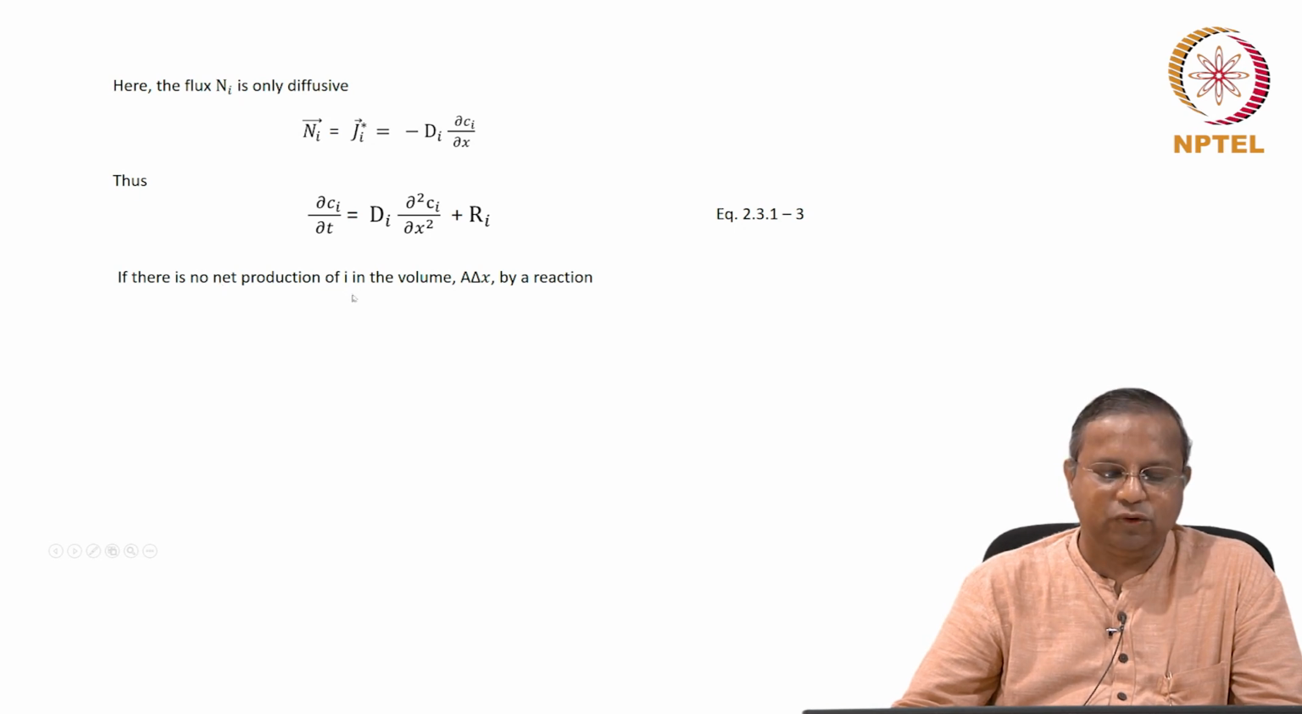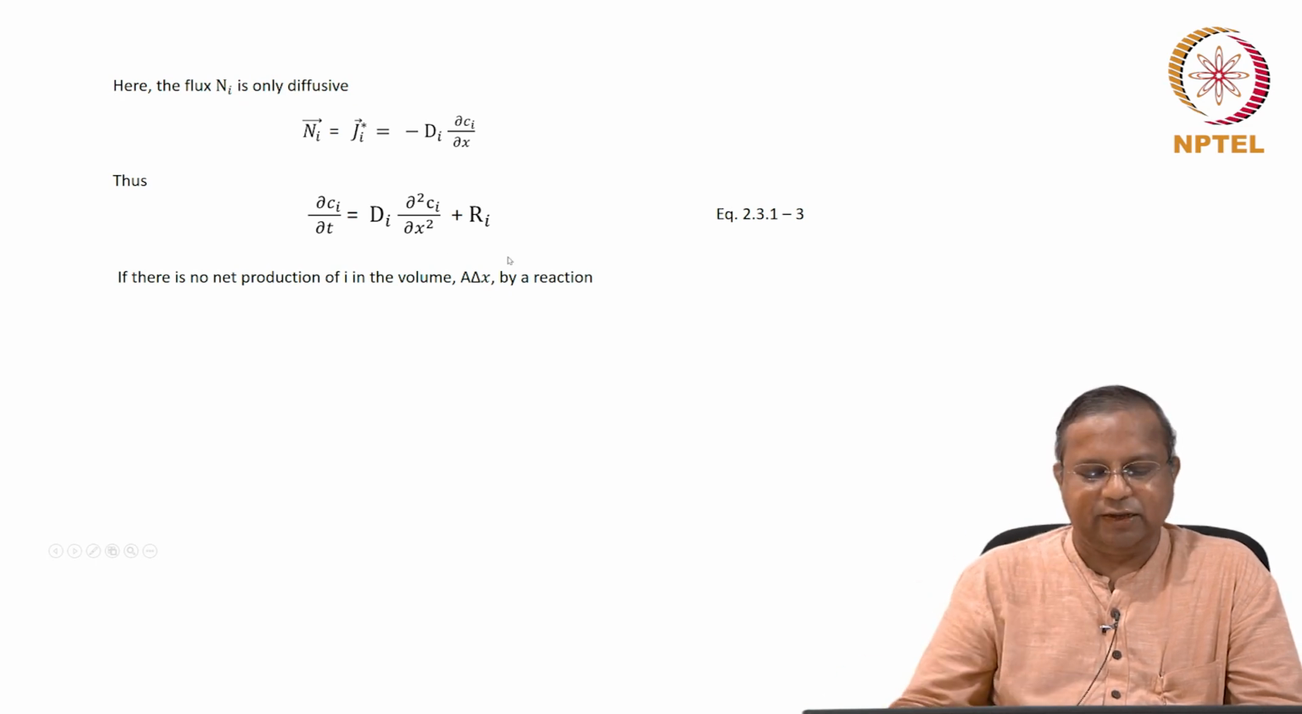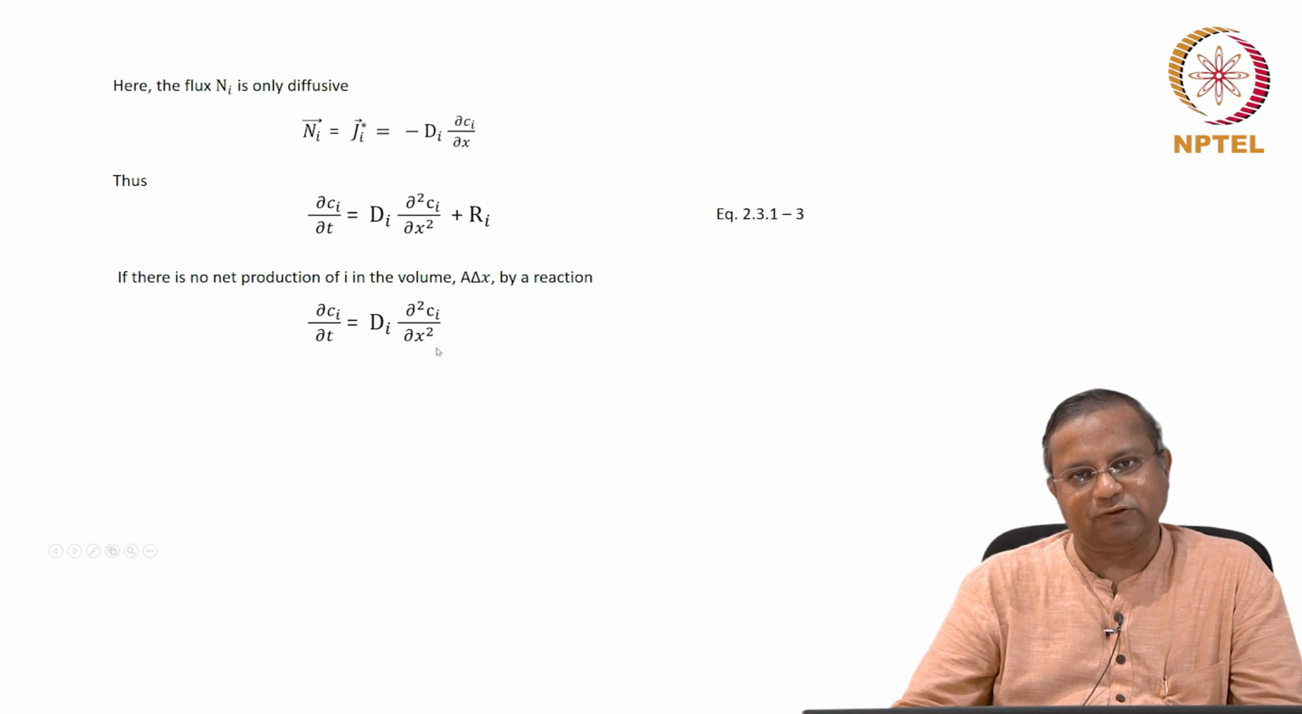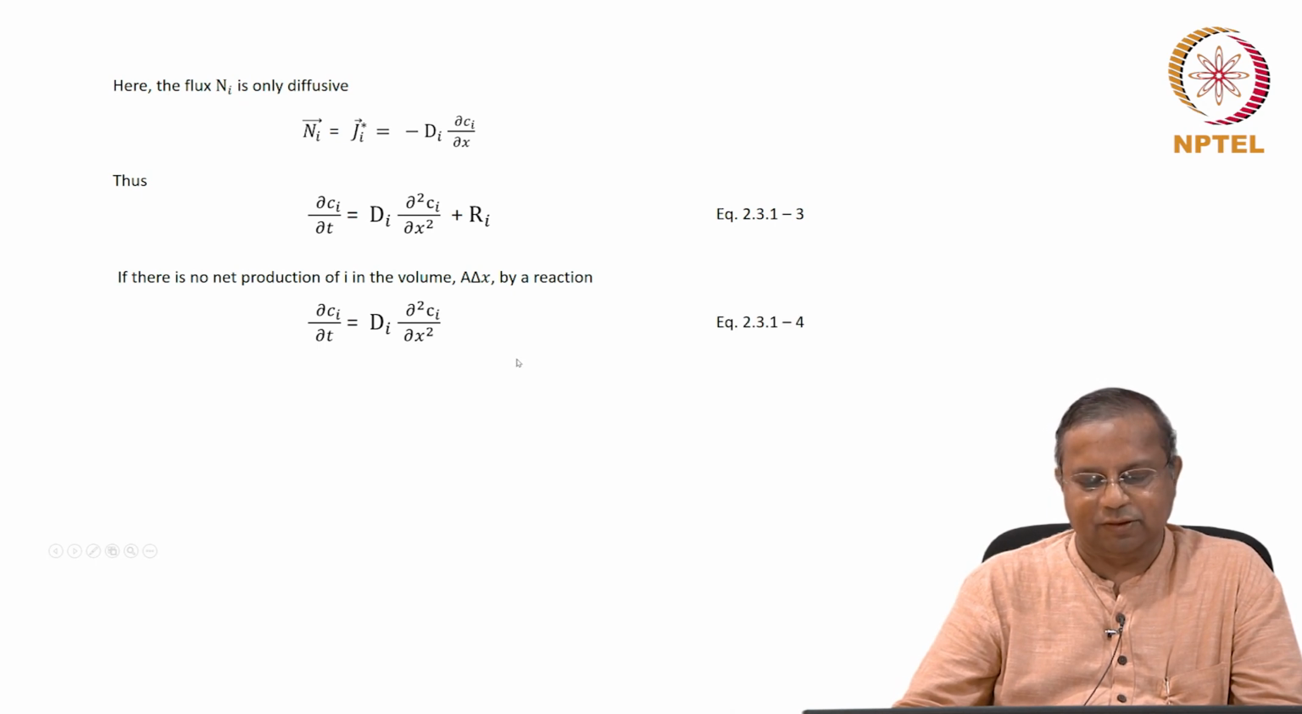If there is no net production of i in the volume, which is again A times delta x, this is the shell, by a reaction, then you can put Ri equals 0. If you do that, that term disappears and you get ∂Ci/∂t is Di ∂²Ci/∂x². We will call this 2.3.1-4, and this is Fick's second law.